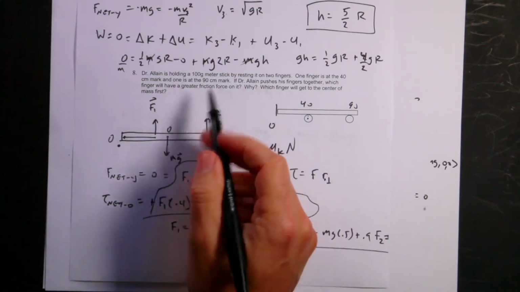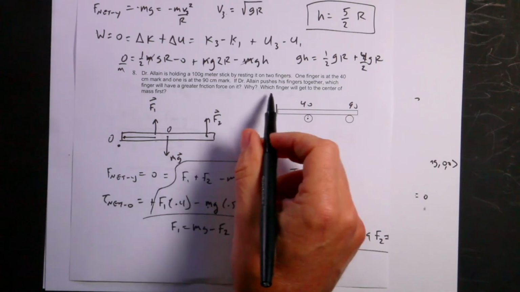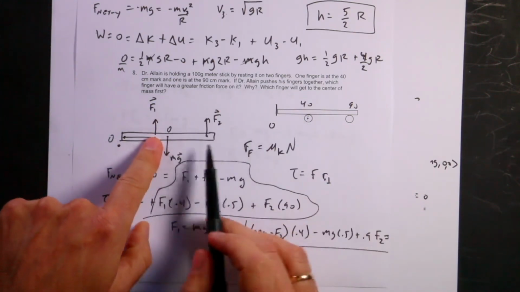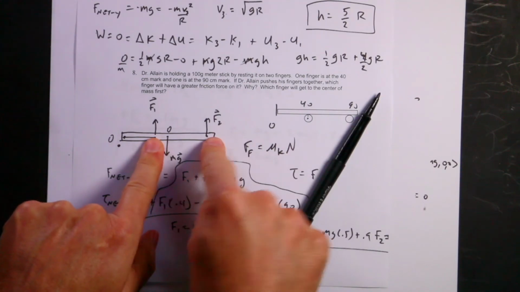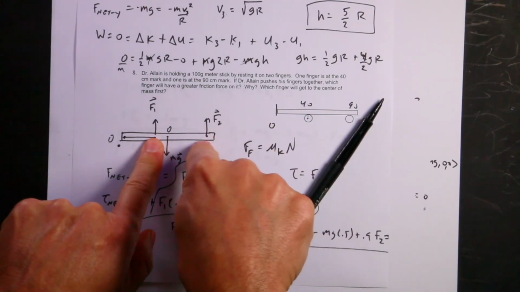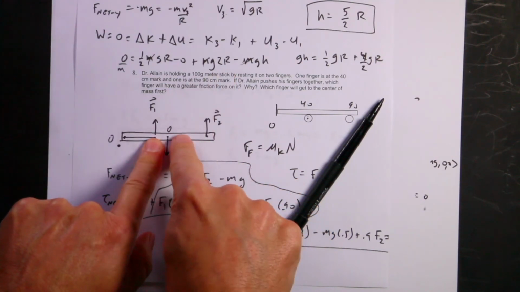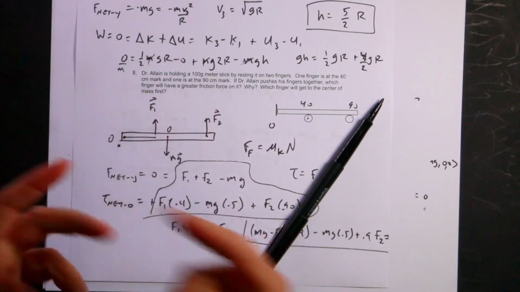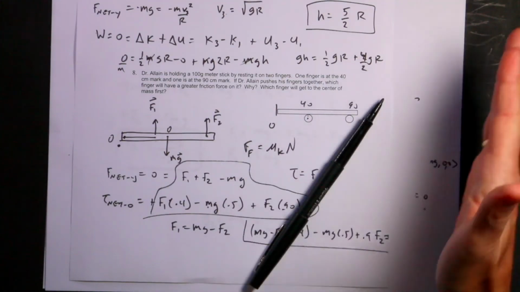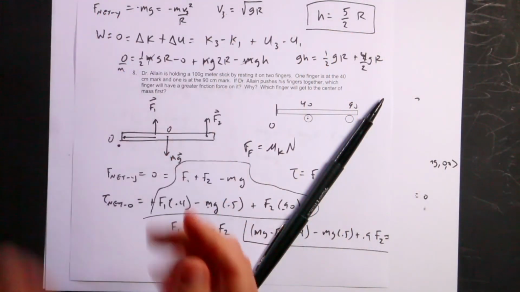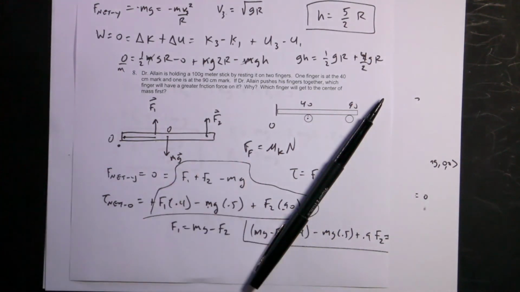Okay, so which one has a greater friction force? F1. Which finger will get to the center of mass first? Well, if F1 has a greater friction force, when I push my fingers together, this finger is going to slide, and that one's going to stay stationary until this one gets closer, and then this one will slide. I really wish you could get a long meter stick like this and slide your fingers in, and they just rotate back and forth. It's kind of cool, but they should reach the center of mass at the same time.